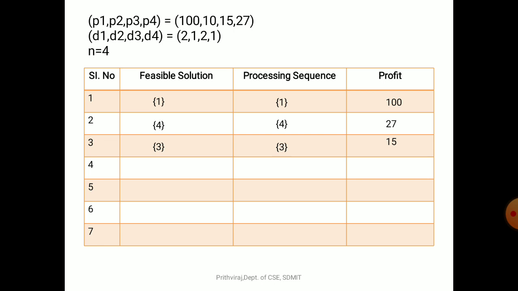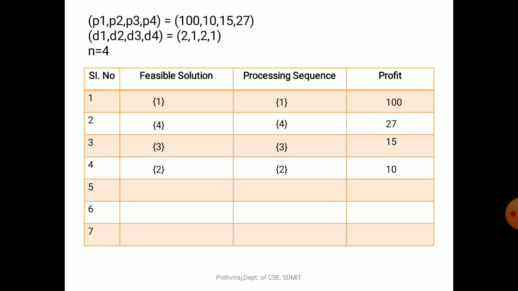Now we have to compare these profits. Whichever has the highest profit will be the optimal solution for us. And whatever we are listing now are all the feasible solutions. Now one more remaining, that is job 2. If I process this single job, then I can achieve a profit of only 10.